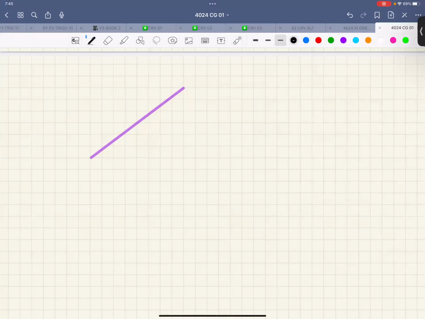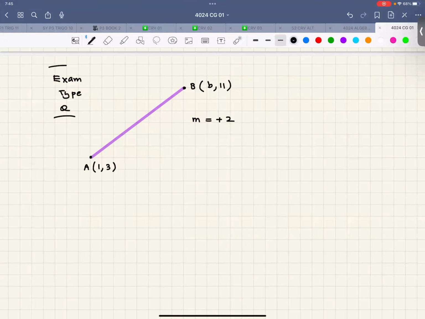Now we can make an exam type question. Something like this: A is 1, 3. B is small b, comma 11. The gradient of this line is positive 2. So this is an exam type question, and they are interested in finding b.